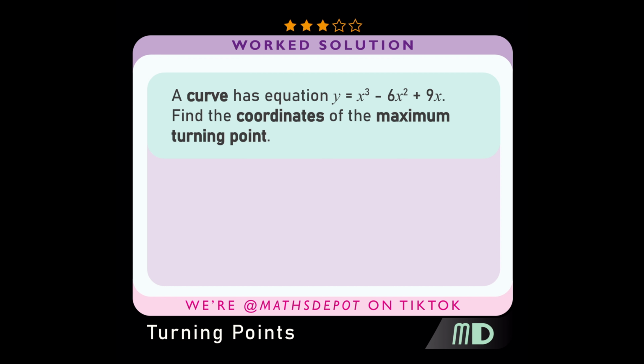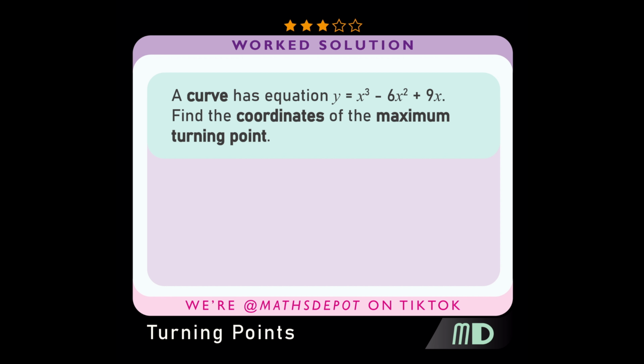Answering this question is a 4-step process. First, we need to differentiate the equation twice, equating the first derivative to 0 and finding the x value of the stationary points, and a second time to find the type of each turning point, before substituting the value of x for the maximum point into the equation to find its corresponding y value, before stating the coordinates of that point.